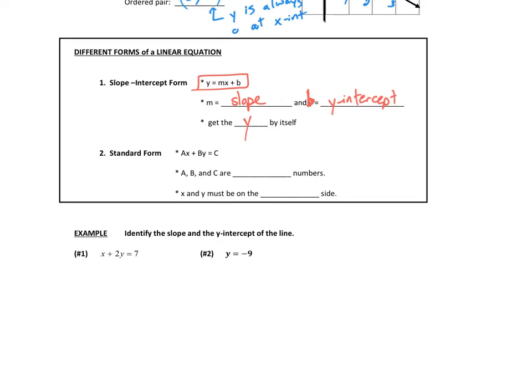Okay, and then standard form is when you get the x and the y on the same side. And in here, a, b, and c are whole numbers. And x and y must be on the same side. We don't use this one a lot, but I'm just going to show it. This is called standard form, where x comes first, then the y comes second, then it equals some number.